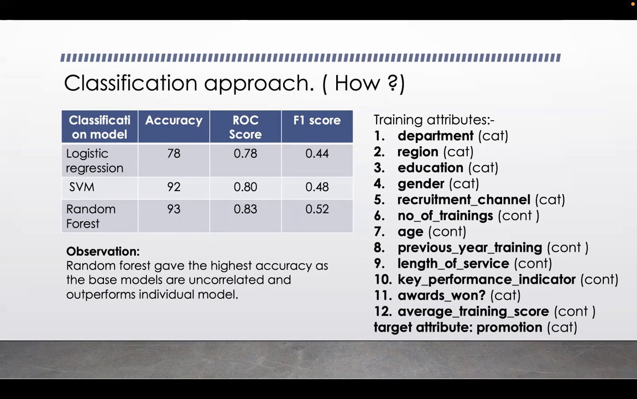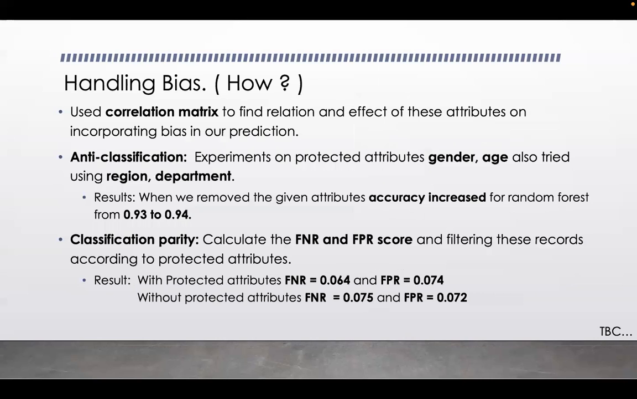Logistic regression gave us an accuracy of up to 78. We also tried SVM, and the random forest gave the highest accuracy, up to 93, because it combines many models that are uncorrelated and outperforms the individual model. The ROC curve for random forest is 0.83. So going forward to handling the bias, we have decided to go with random forest. Now Srinivasa will take over the presentation.